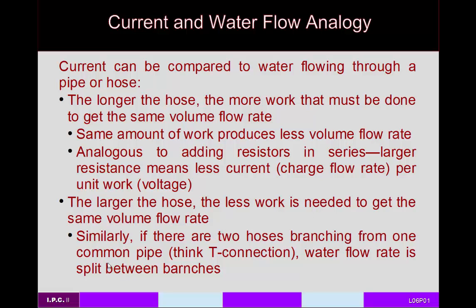By similar analogy, if you have two hoses that branch off from one common pipe, like in a T connection, the water flow rate is going to be split between the two branches. Well, that means that the current has to be split between two branches from a junction in a given circuit.